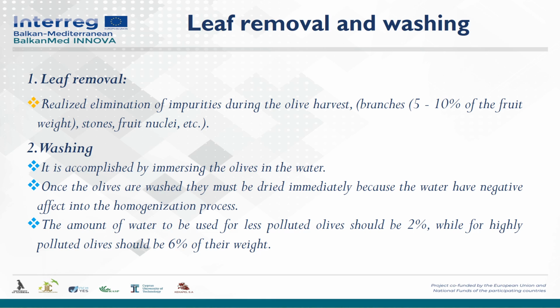Once the olives are washed, they must be dried immediately because the water has a negative effect on the homogenization process. The amount of water to be used for less polluted olives should be 2%, while for highly polluted olives it should be 6% of their weight. In general, the water used for washing olives is recycled, and to improve washer efficiency, the washing vat is equipped with a shaker that shakes any impurities through screens, as well as with an air injection system to create turbulence in the mass.